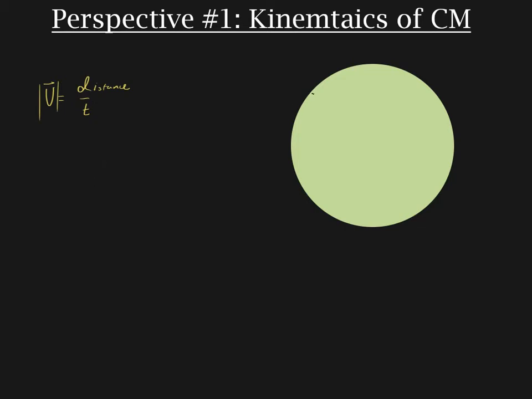When we're talking about something in circular motion, we're talking about it moving in a circle. The object is going to have to go all the way around this circle, 360 degrees. Now, the distance that it's going to travel is just going to be the circumference of the circle. So that means our speed is equal to circumference divided by the time interval.